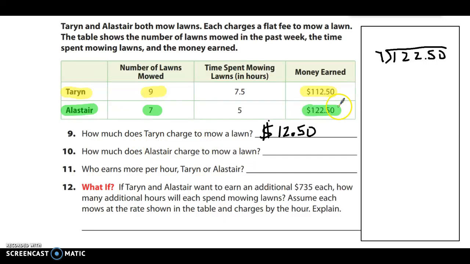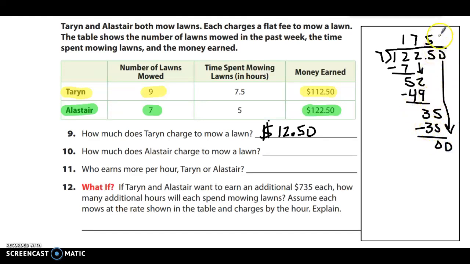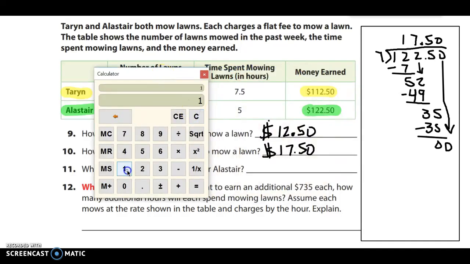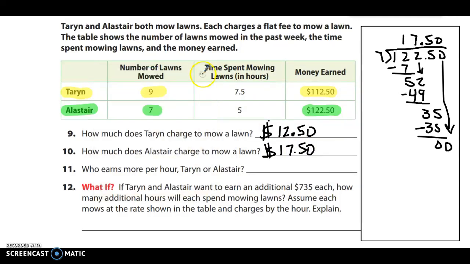Alistair made $122.50, and that was over 7 lawns, so we're going to do $122.50 divided by 7. I've got that up here. 7 goes into 12 once. 7 goes into 52 7 times. 7 goes into 35 5 times. And 7 goes into 0 0 times. Decimal comes straight up. The answer is $17.50. Alistair charges $17.50 to mow a lawn. You could check that on a calculator by saying $17.50 times 7 lawns is $122.50, which is how much he made.